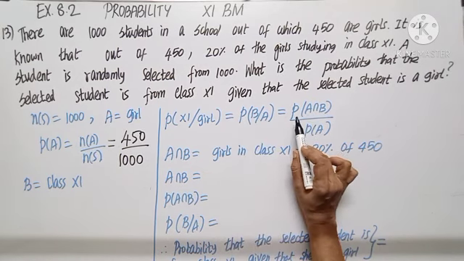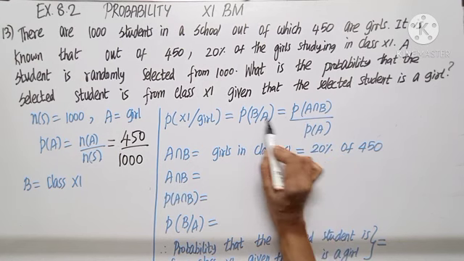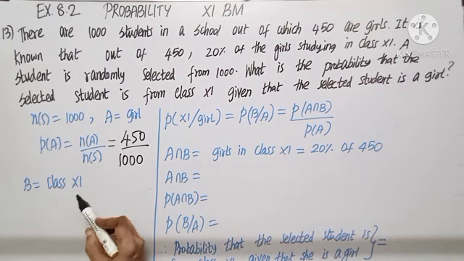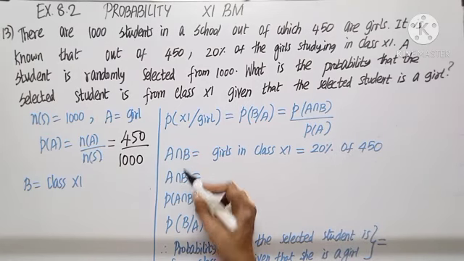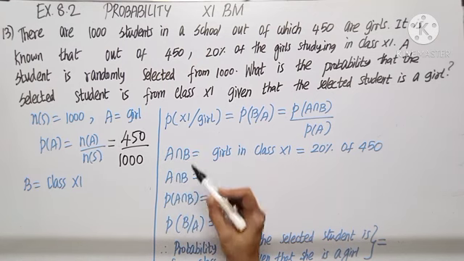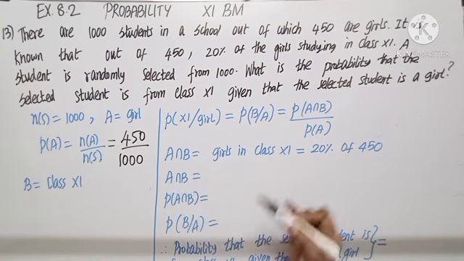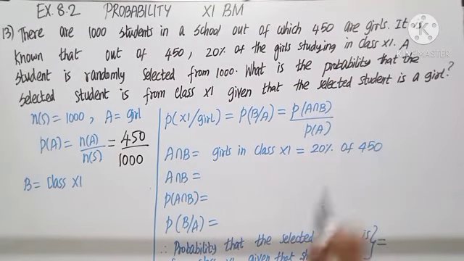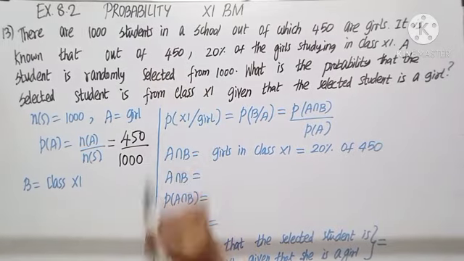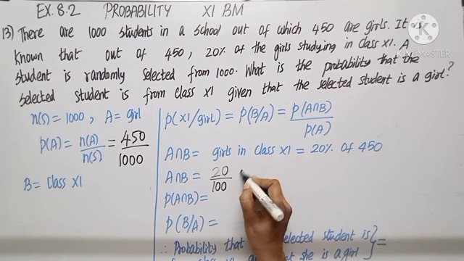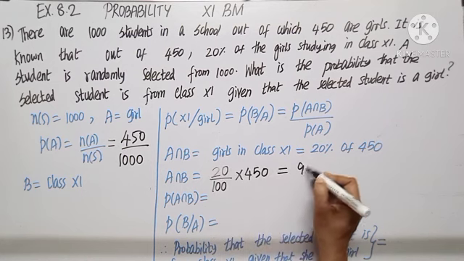Recall the formula. It is P of A intersection B by P of A. As we know what is A and B. For class 11 they have not mentioned the number exactly. Let us find out what is A intersection B. A tells me girl, B tells me class 11. So intersection tells me girls in class 11. Question itself suggests 20% of the girls studying in class 11 out of this 450. How to find 20% of 450? 20 by 100 into 450, that is 90.